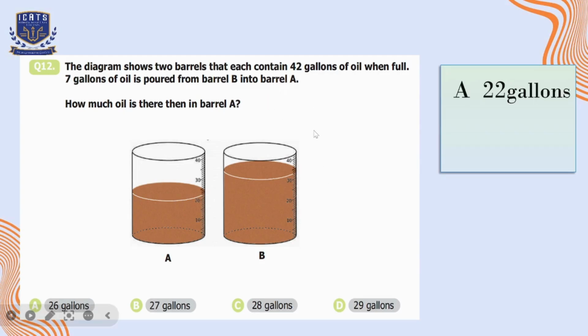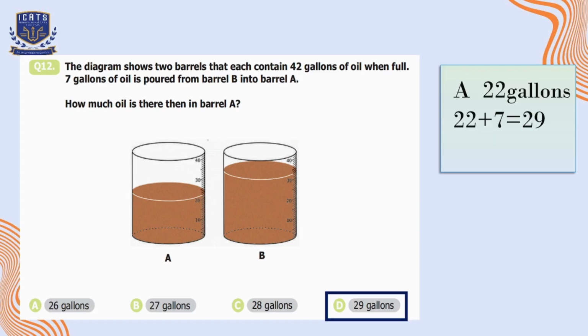Then 7 gallons of oil were poured into barrel A from barrel B. So we can add 7 to 22. The total is equal to 29. So there are 29 gallons of oil in barrel A. So option D is the correct option here.